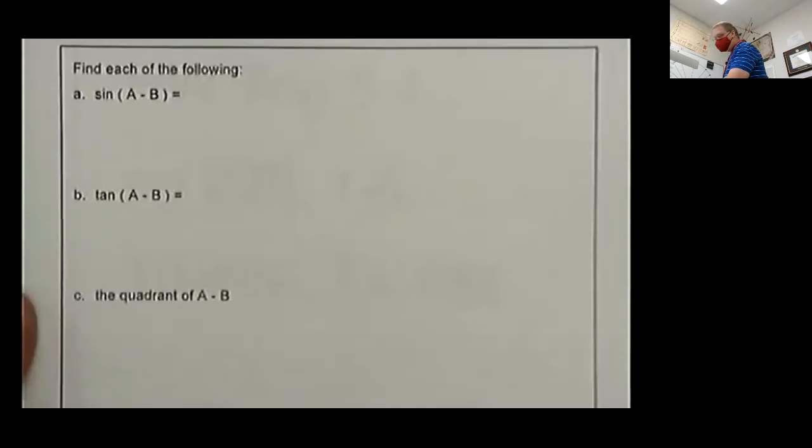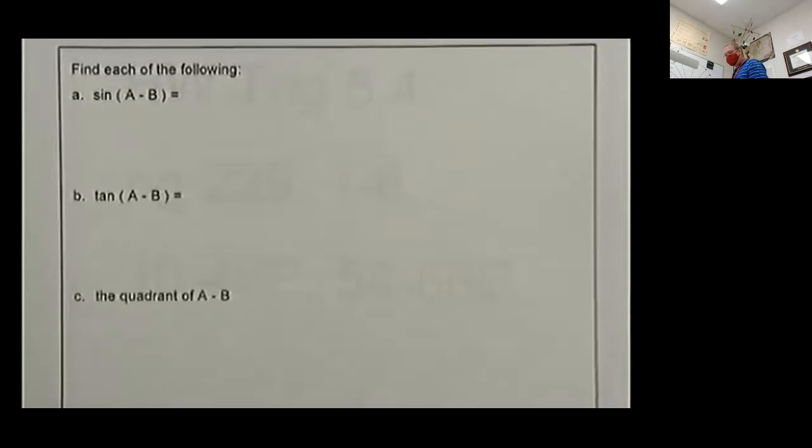Next part, find each of the following. Using the same information, we're still on the same problem, so keep that open to you if you got it, able to see that stuff. So we're still doing the same problem. We want to find sine of A minus B.